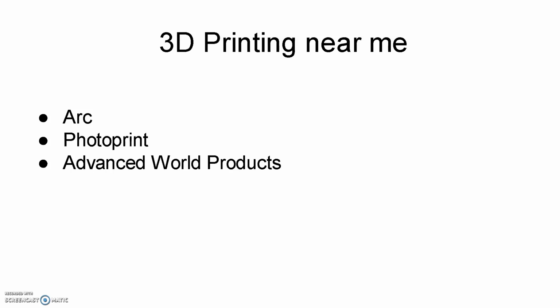Alright, lastly, I didn't really add pictures, I just added the locations. It was also in the rubric: 3D printing near me. The first place I found was ARC, in San Carlos. You can do 3D printing there. Then Photoprint, which is in Mountain View, and the last one was Advanced World Products, which I found in Fremont. Those are the three places that are near me. I think there are other ones, but these were the best ones on Yelp.